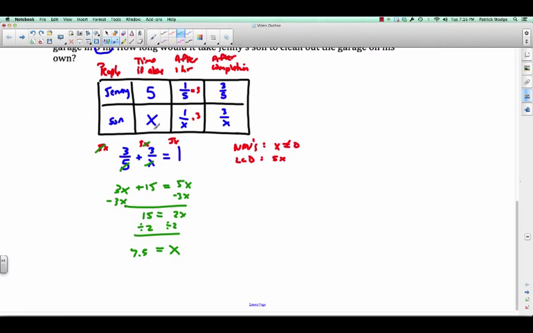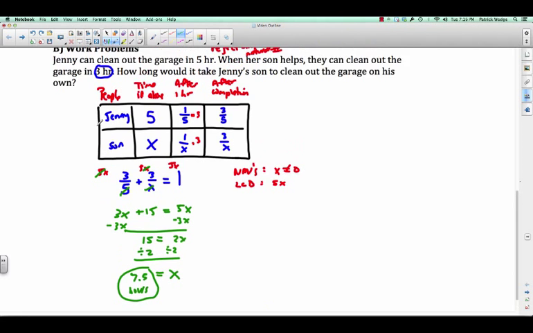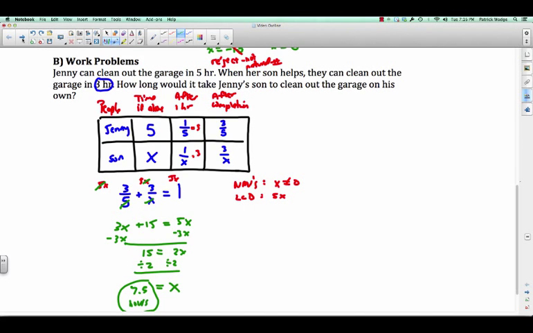7.5 what? Well, we're talking about time, 7.5 hours. If the son, Jenny's boy, works by himself, he'll take 7.5 hours to get the job done. If Jenny works by herself, she takes 5 hours. If they work together, it only takes 3 hours.